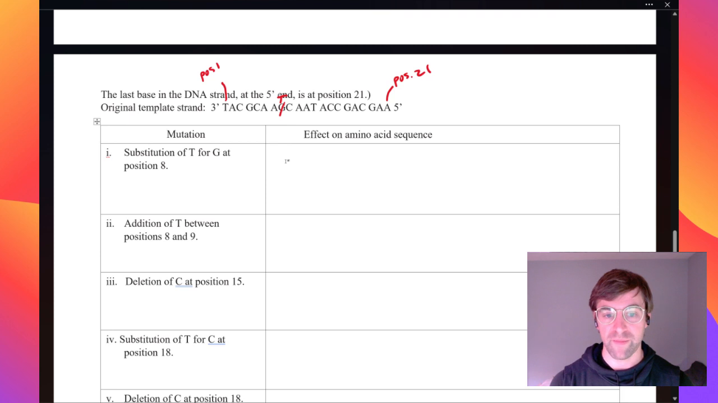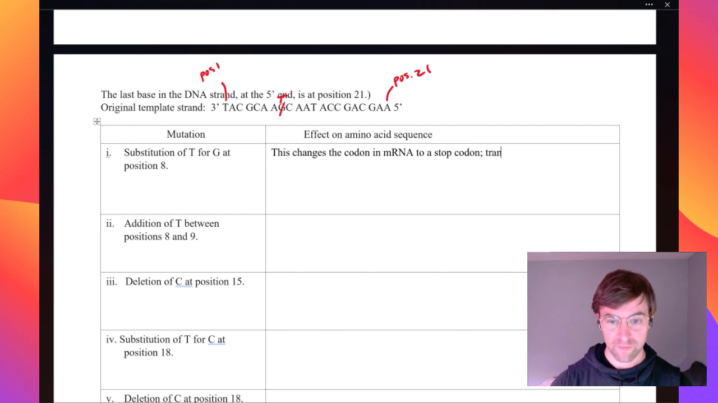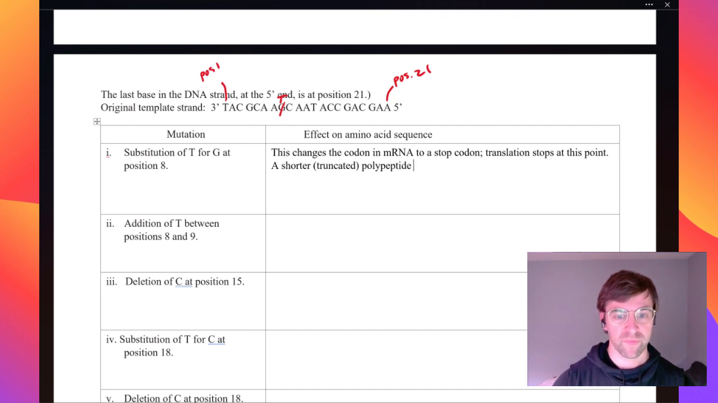This changes the codon in mRNA to a stop codon, referencing that chart above. Translation stops. A shorter or truncated polypeptide is produced, and this shortened polypeptide is likely to be non-functional.